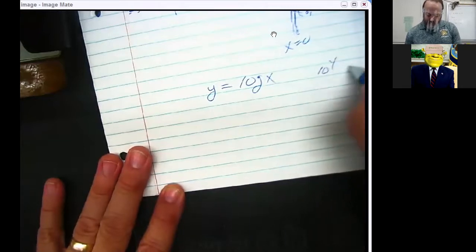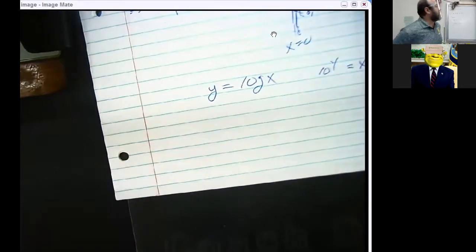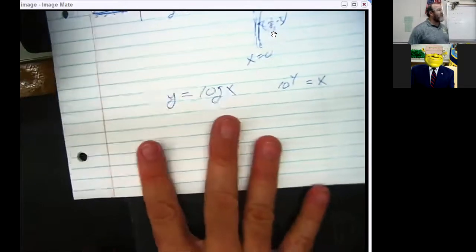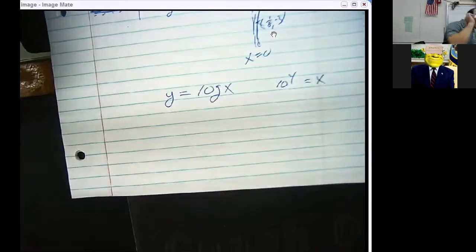Sorry about this, everybody, but a lot of you have taken chemistry. But if you ever see log and nobody gave you anything at all, that means it's a 10.